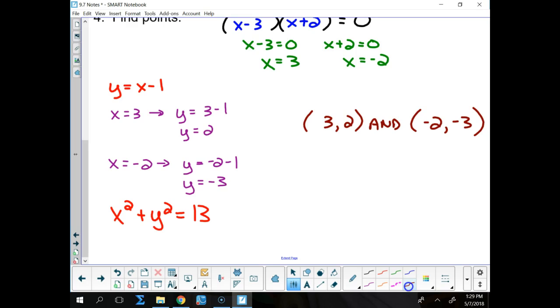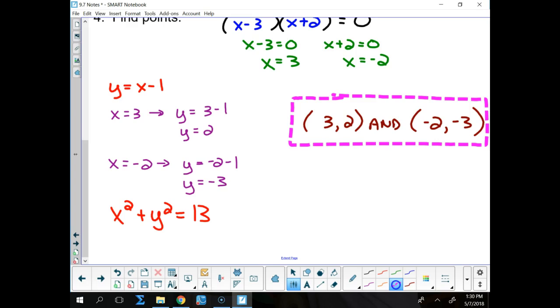3 squared is 9. 2 squared is 4. 9 plus 4 is 13, and 13 is equal to 13. Negative 2 squared is 4. Negative 3 squared is 9. 4 plus 9 is 13. 13 is equal to 13. So both of these points are not only on the line, but they are also on the circle, so therefore they are my intersection points. So this line intersects that circle in 2 spots. Questions?